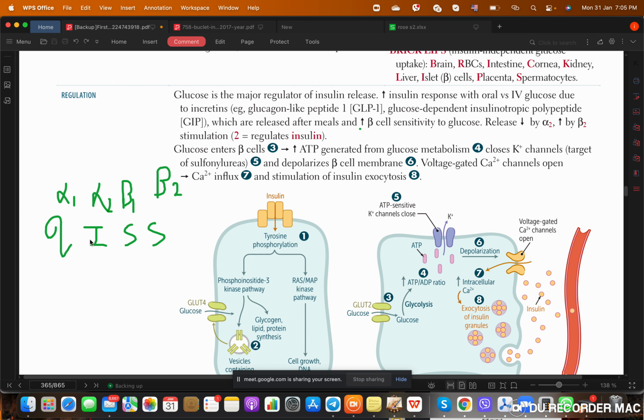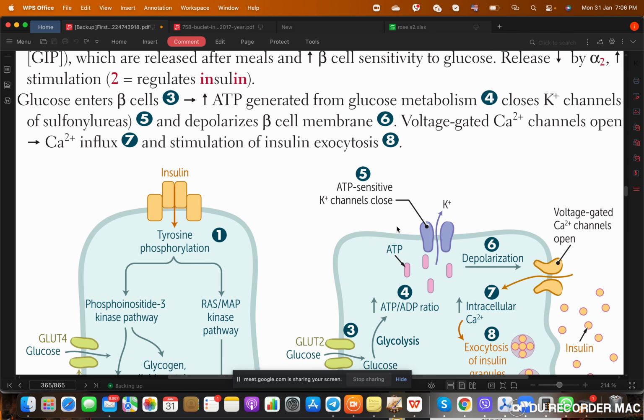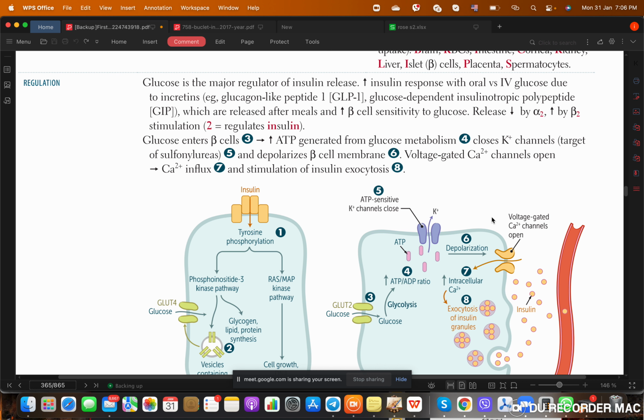The next thing is that glucose enters the beta cells, which is going to lead to glycolysis. Glycolysis increases your ATP, which will help you to make plenty of ATP, which is going to block the channel. So increase ATP generated from glucose metabolism closes the potassium channel, which is actually the target of a drug called sulfonylurea.